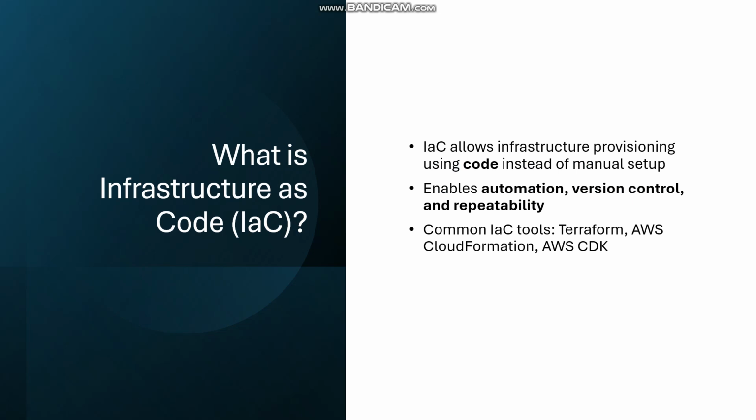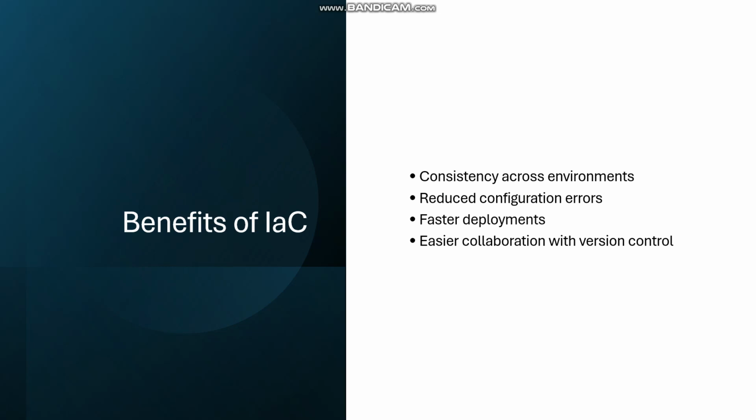Now, infrastructure as code, or IaC, means managing your cloud infrastructure using code rather than through manual configuration. This brings automation, version control, and consistency to how we build and maintain cloud environments. For example, instead of manually creating an EC2 instance through the AWS console, you can define it once in code and deploy it automatically across multiple environments.